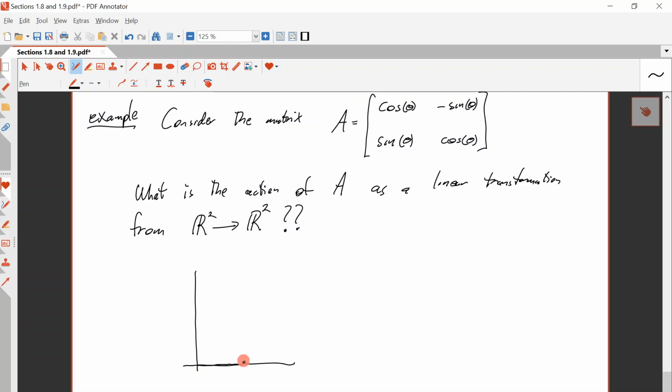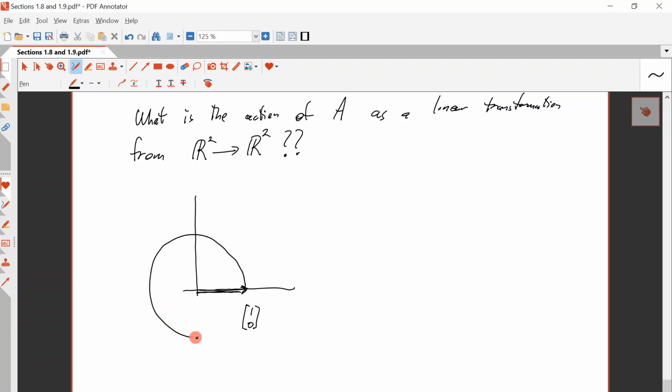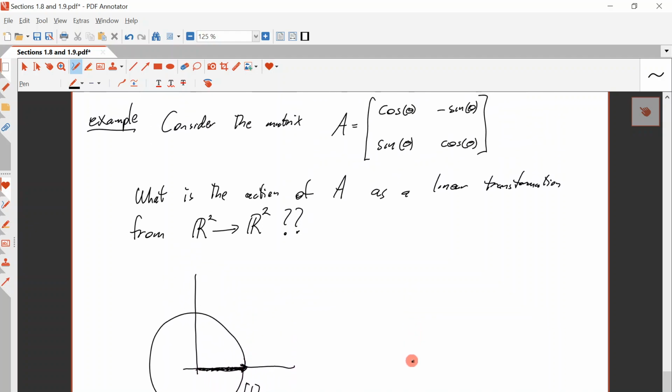Here's the one basis or elementary vector, (1, 0). Right, so that's the vector (1, 0). And (1, 0), when you multiply it by the matrix, gives you the first column, cosine theta, sine theta. What is cosine theta, sine theta? Well, it's the vector right here. This is the circle of radius 1.